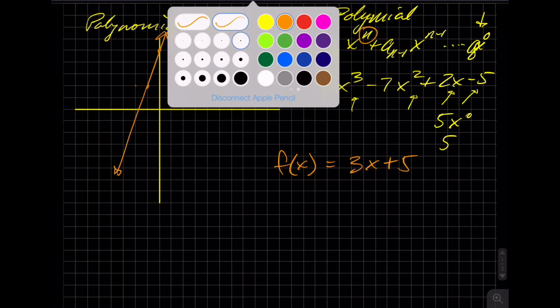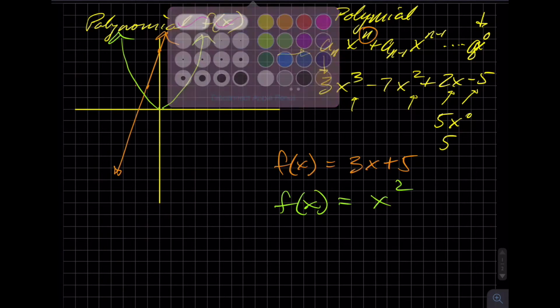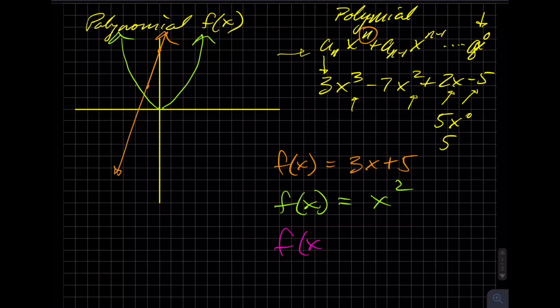A polynomial function of degree 2 would be your quadratic function. Let's just go with x squared, the parent function. That one looks like this, or something like it. It's not drawn to scale, and the points aren't quite right, probably. And then as we go up here, we have a cubic. The parent function is f of x equals x cubed, or y equals x cubed, and it looks something like this.